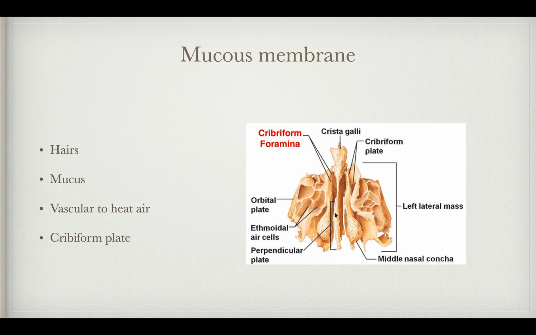So look, we're looking inwards. And here's the crista galli. The cribriform plates would be around beside it. Here are the ethmoidal air cells, the perpendicular plate. Here the middle nasal concha. This is the lateral mass.